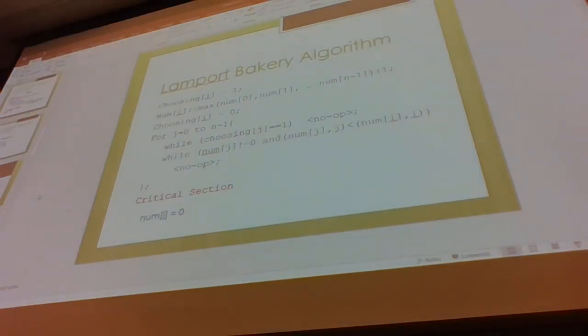So we were discussing Lamport-Bakery algorithm. So let's continue our discussion of Lamport-Bakery algorithm. This is the in-process critical section linear distribution problem. So let's talk about it.